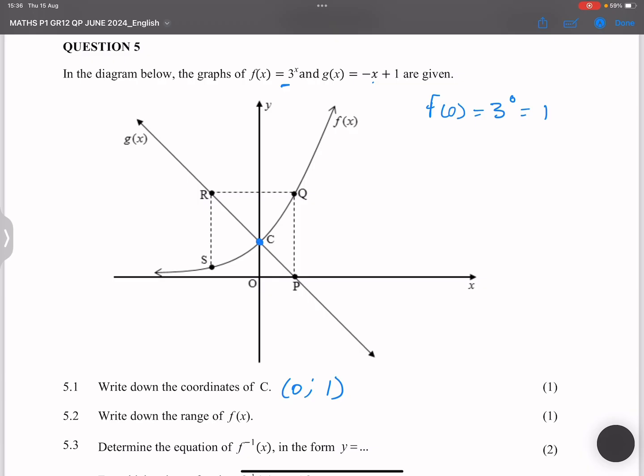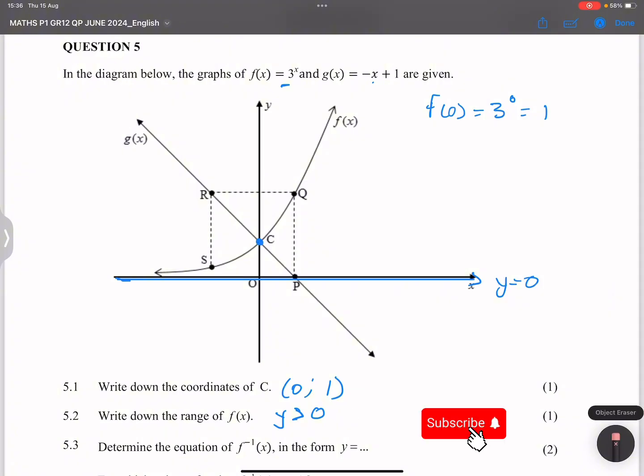They say write down the range of f of x. Remember, this is where the graph exists in terms of the y values. It's restricted by the x-axis, which in this case represents its asymptote, the line y is equal to 0. So that means y must always be greater than 0. Or if you want to write it as elements, y is an element of (0; infinity).